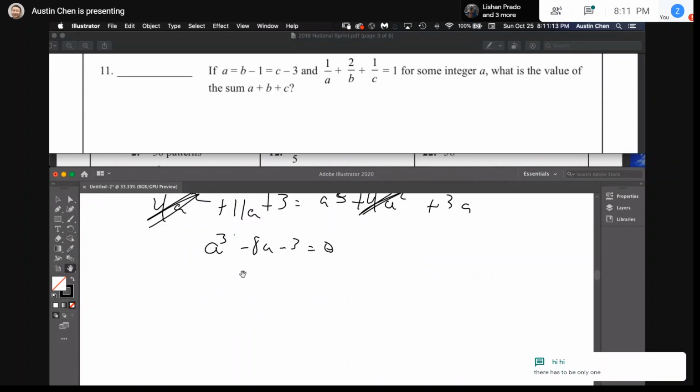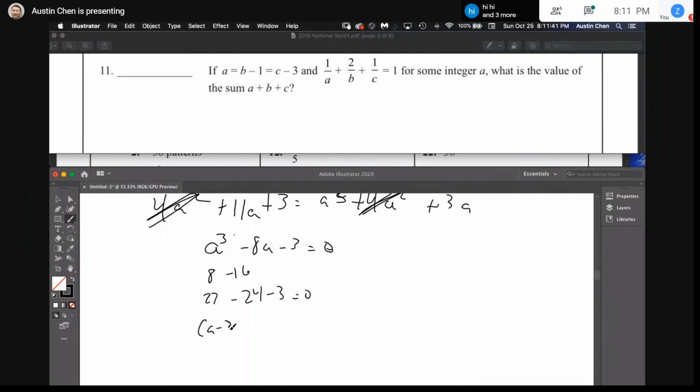So let's just think of it a bit. So we can find roots by plugging stuff into A and seeing if it equals 0. Well, 0 obviously doesn't work. 1 doesn't work either. 2 is 8 minus 16 minus 3, which does not work. Well, what's 3 though? 3 is 27 minus 24 minus 3, which does equal 0, which means A minus 3 has to be a factor, or 3 has to be a root.